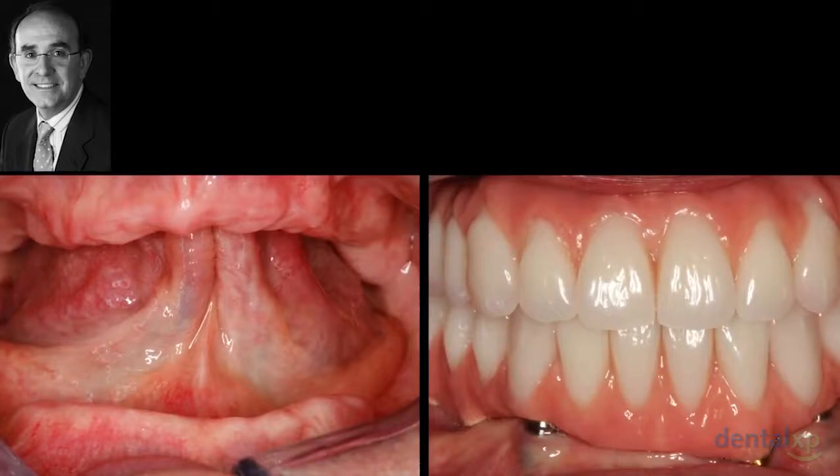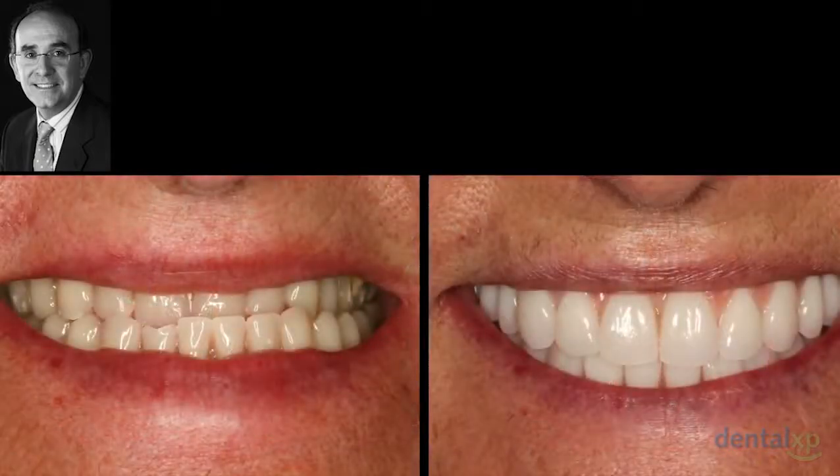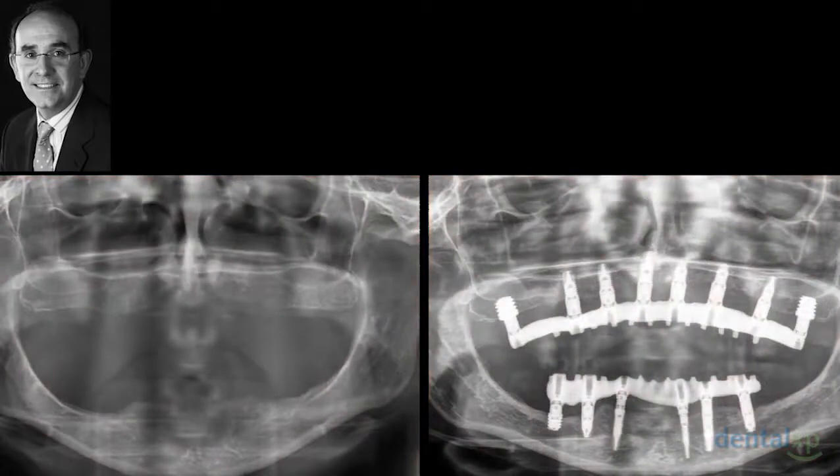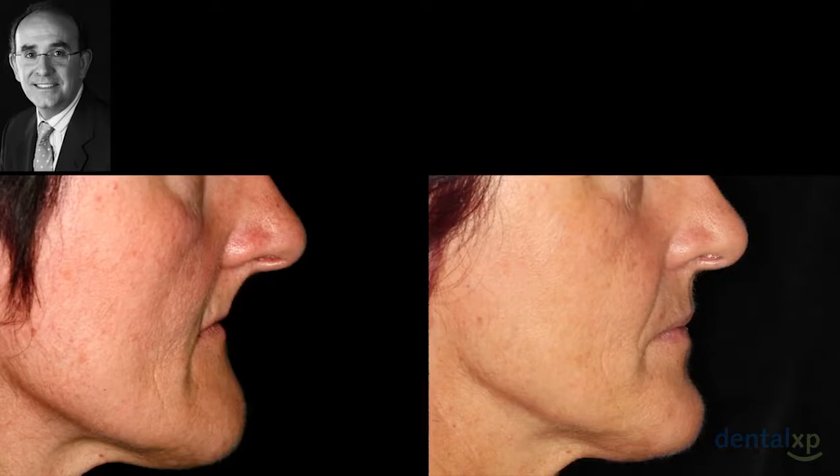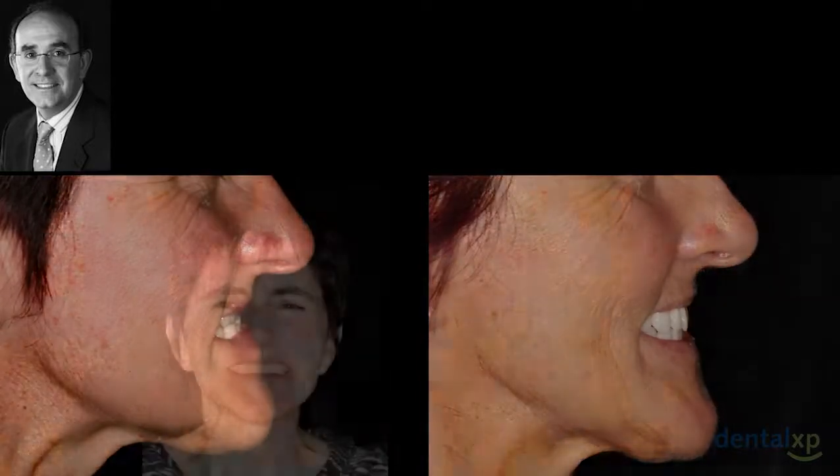All the surgery I do in the office with IV sedation, and in many cases it will be possible to do the reconstruction with immediate loading with the narrow implant. This was the situation before and after, the X-ray before and after, and observe the difference in the lip support when you increase the volume in the upper maxilla, and the different smiles. And really it will be possible to change the face of the patient.